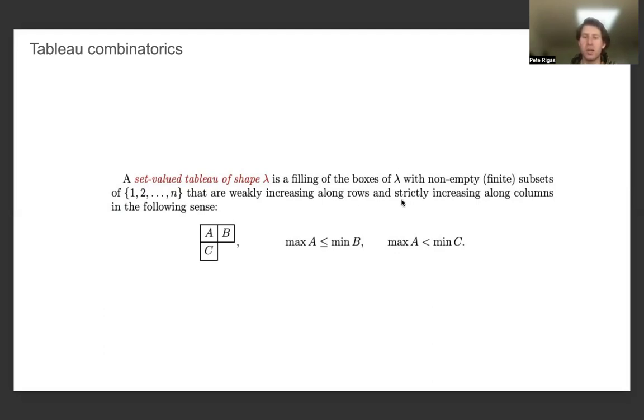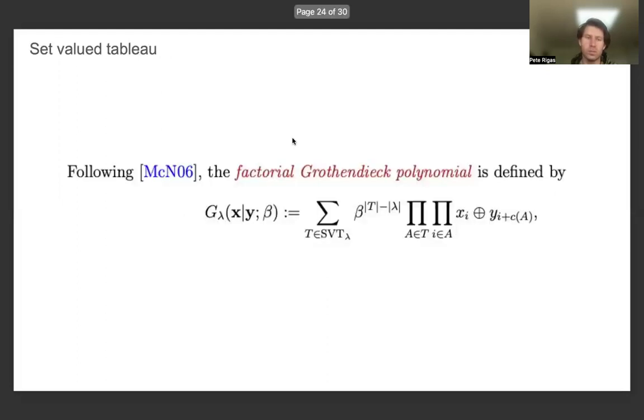And then we can fill the boxes of lambda with non-empty finite subsets of 1 or 2 up to n that are weakly increasing across rows and strictly increasing across columns. So they provide a condition for how the items that they put in the set value tableau relate to the construction of these polynomials of interest first over semi-standard Young tableau, in which you're just looking at putting numbers instead of sets in each one of the positions and boxes in the tableau.